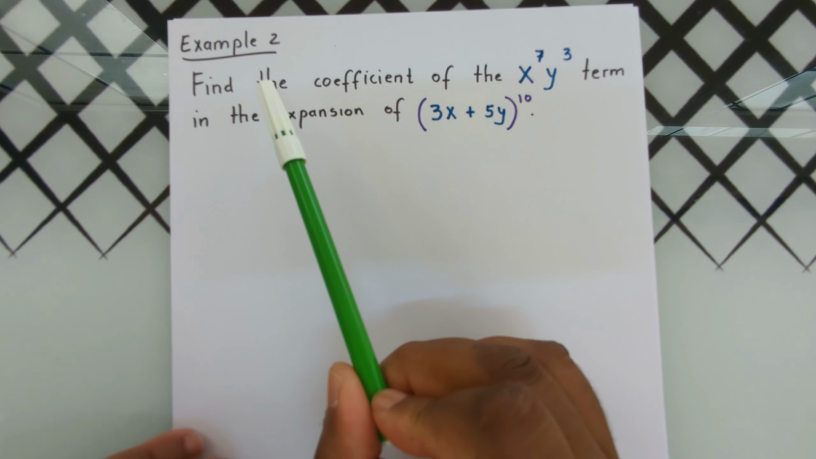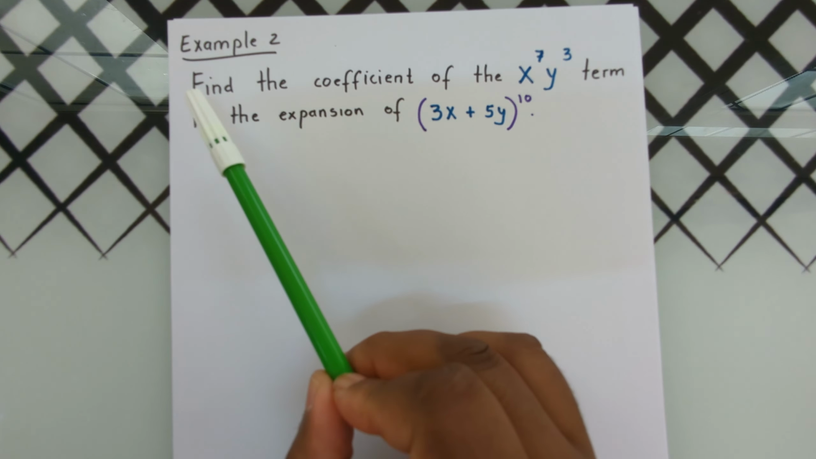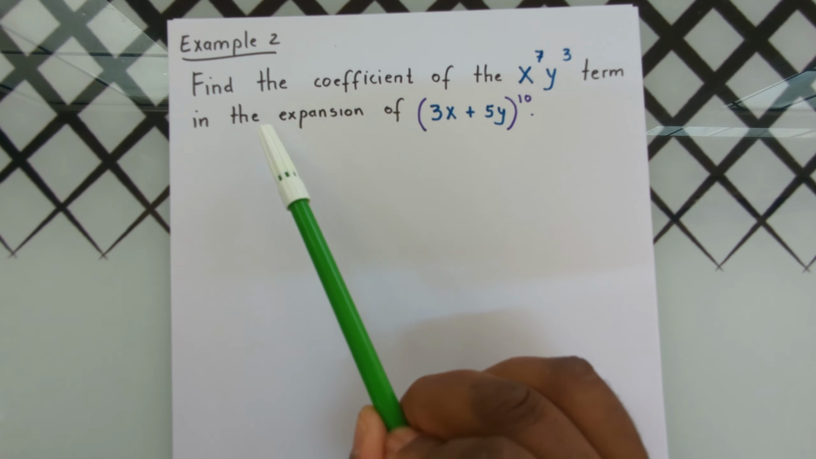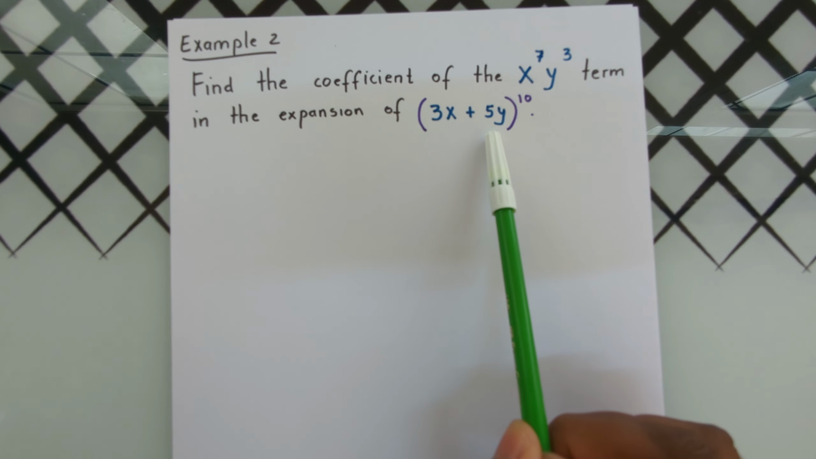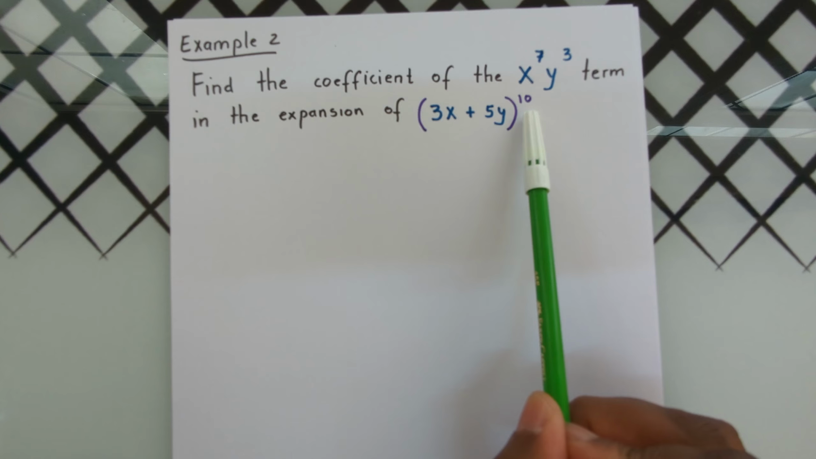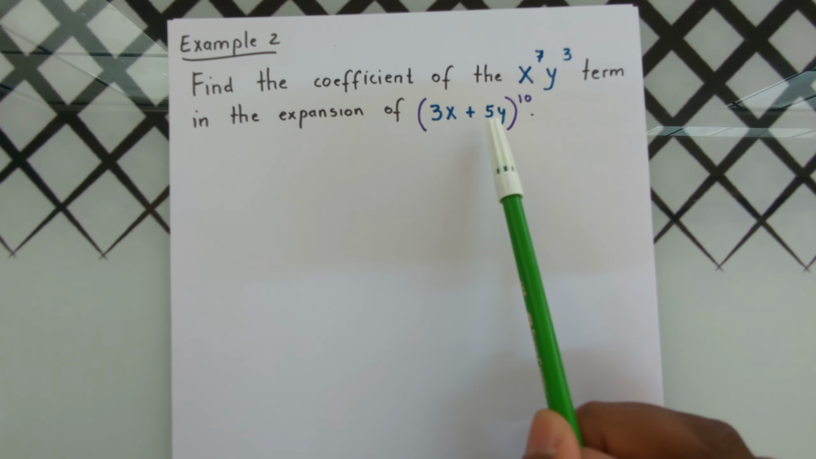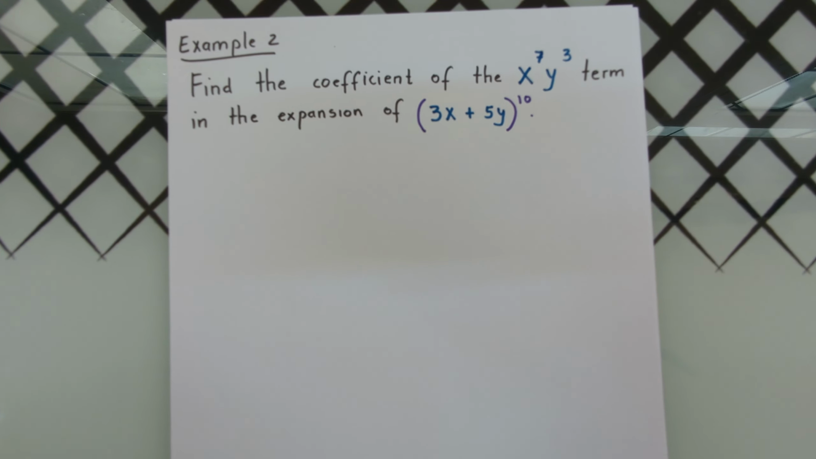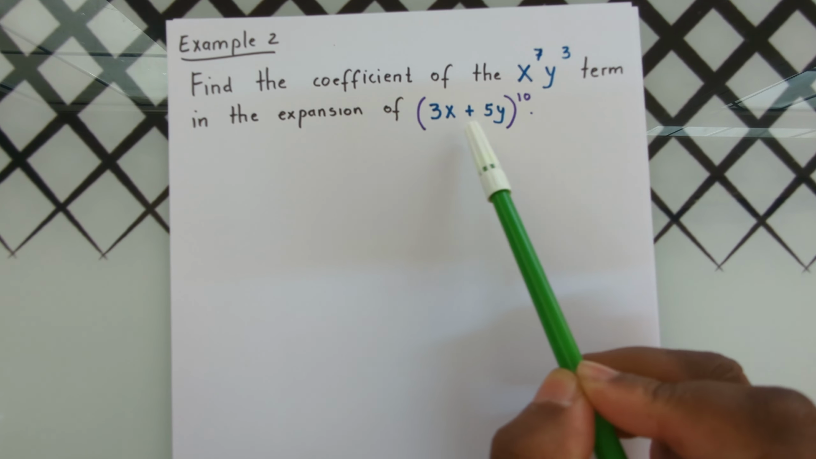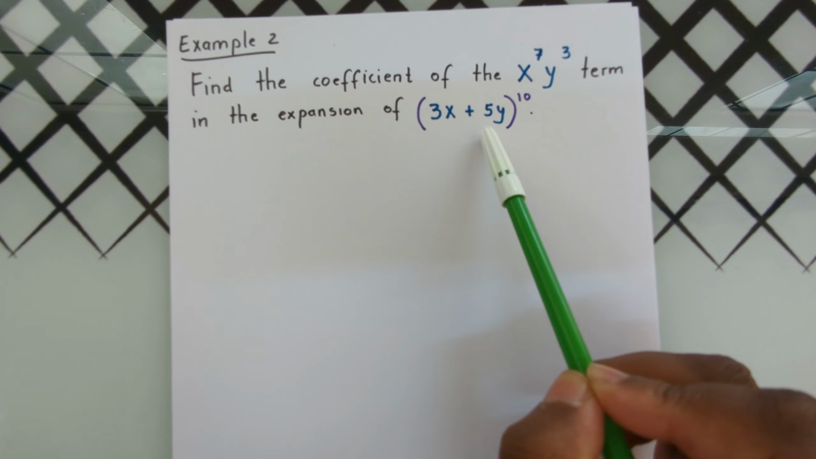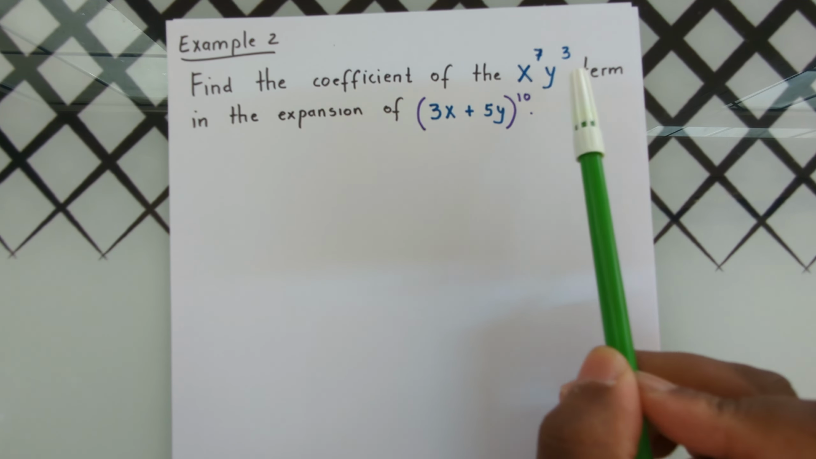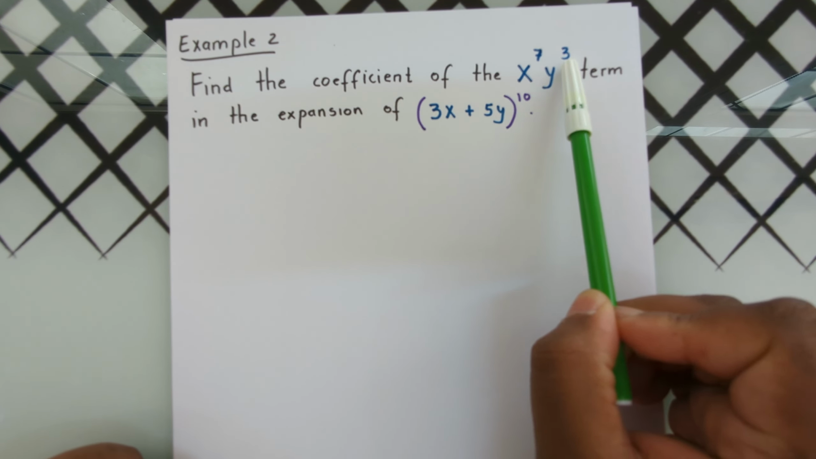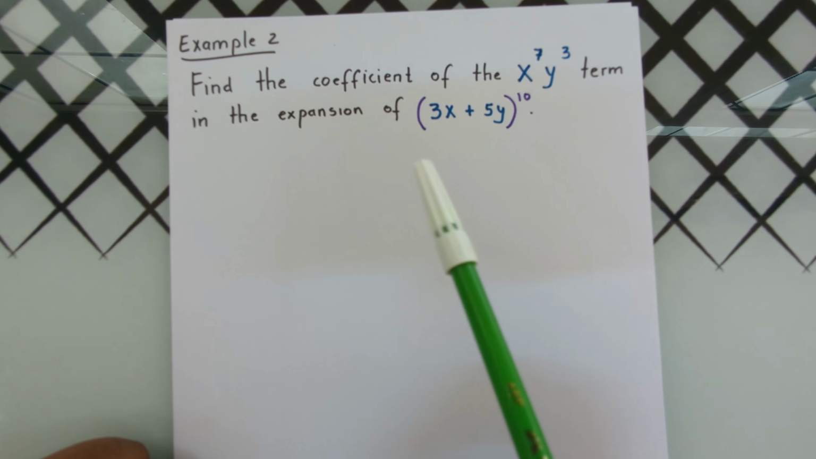Now let's look at our second example, where we are given a question which reads, find the coefficient of the x to the 7, y to the 3 term in the expansion of (3x plus 5y) to the power of 10. So in this particular case, we don't have to expand the whole of the binomial expansion. In this case, we just have to find one term with x to the power 7 and y to the power of 3.